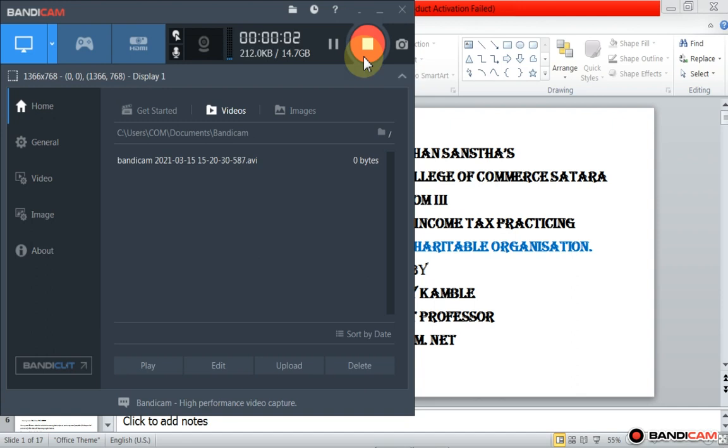Hello students, in our previous lecture we studied a new unit of paper two, that is taxation of charitable organization. In earlier lectures we studied the meaning of charity, purposes of charity, and income exempted of charitable trust. In today's lecture we are going to study another theoretical part of charitable institution.